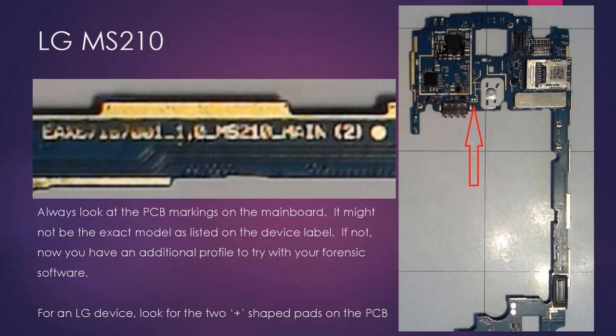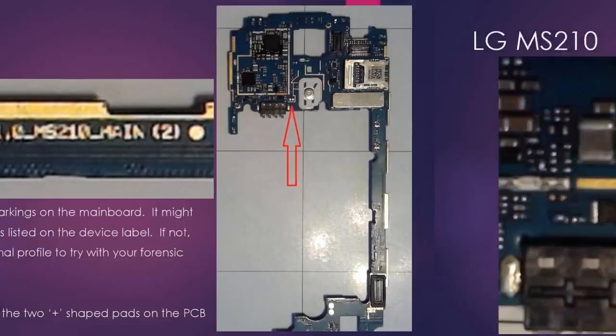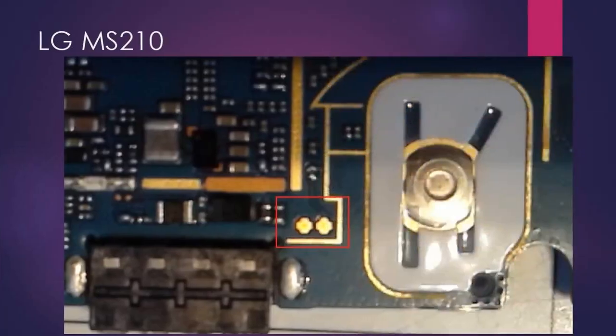Okay. On an LG, we're looking for the two plus signs on the PCB. I've got an arrow showing where this one is located on the MS210 board, and I've blown up that location, and you can see they're quite obvious. They're not round pads. They're plus signs or crosses, however you want to make reference. But they're always together.